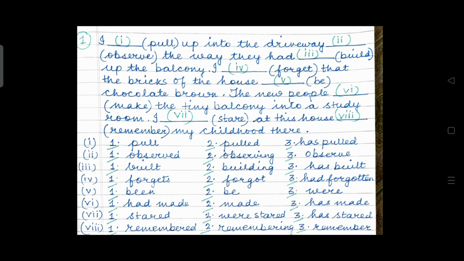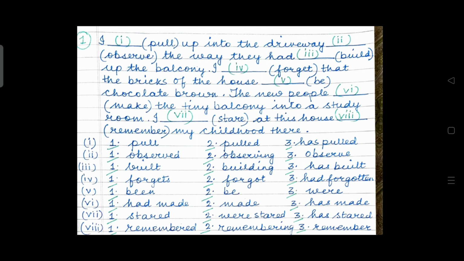Now, pull the first option, pulled the second option, and has pulled the third option. I pull up into the driveway or I pulled up into the driveway. I has pulled up into the driveway. Automatically the third option is eliminated because we do not use I has. It's always I have. Therefore, I'll have to decide between pull and pulled.